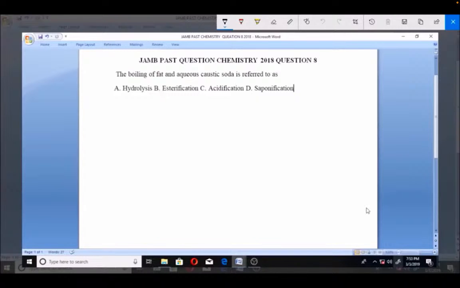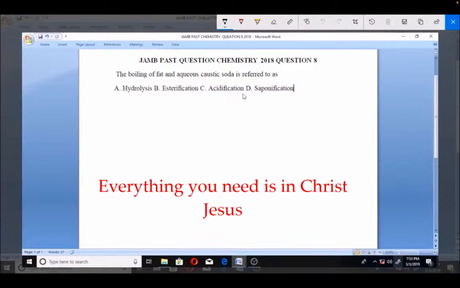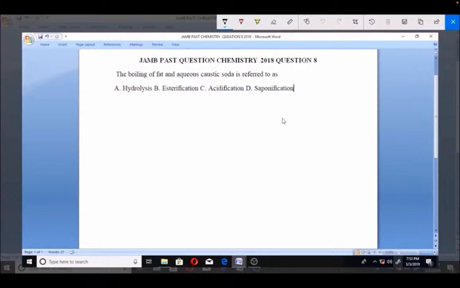Yes, let's look at this JAMB past question, chemistry 2018, question number 8. The boiling of fats and aqueous caustic soda is referred to as: A. Hydrolysis, B. Esterification, C. Acidification, D. Saponification.